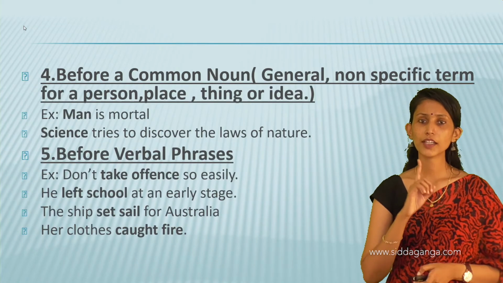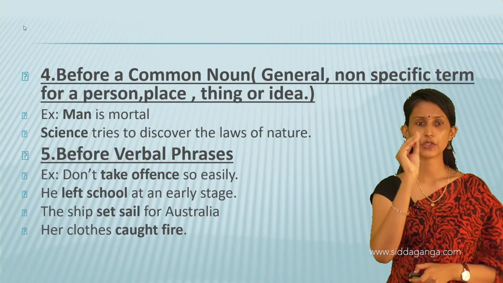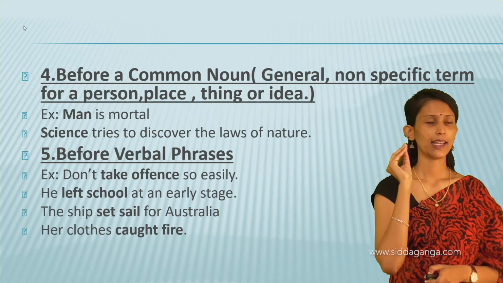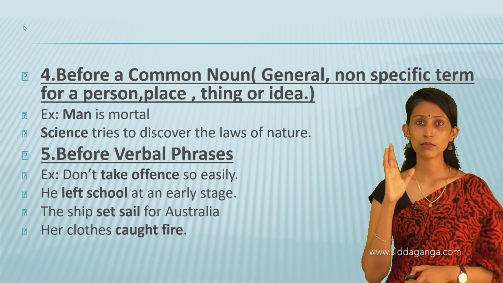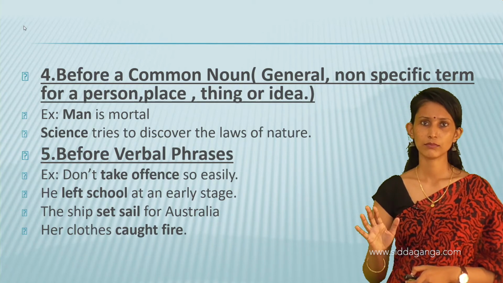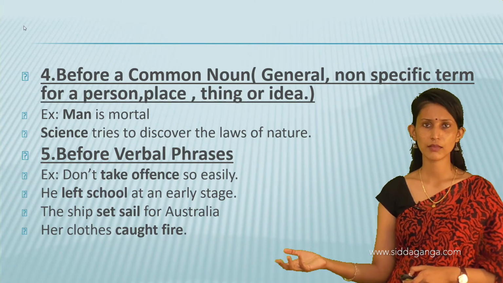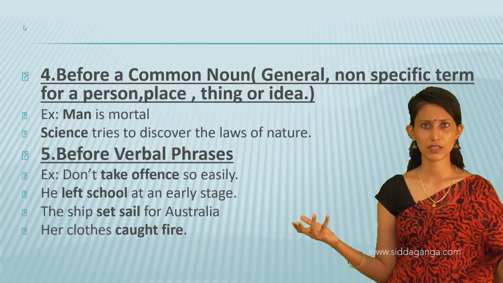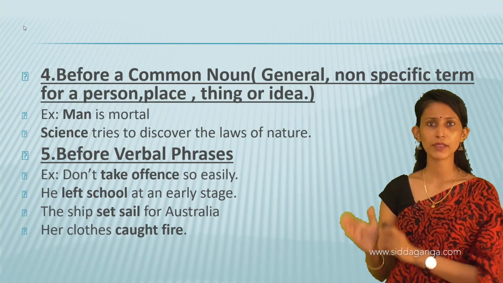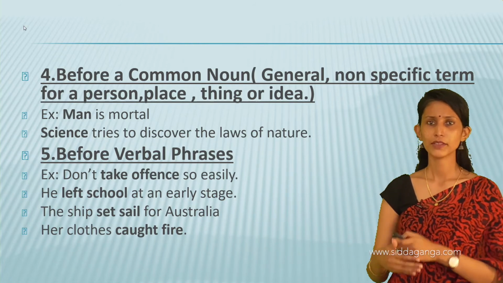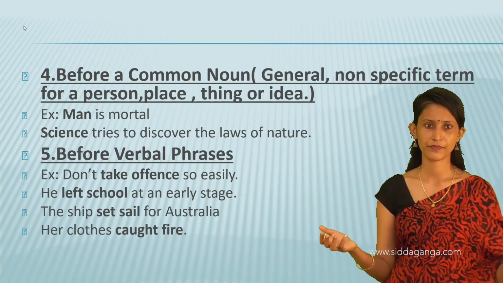Then, before a common noun. Common noun is very general. You are not specifying it to any person, any place, anything or any idea for that matter. Man is mortal. Man can be referring to any person. Generally, universal statement. Isn't it? Man is mortal is a universal statement. You are not referring to one single person. But generally, everywhere, everybody, universally, it is said man is mortal.